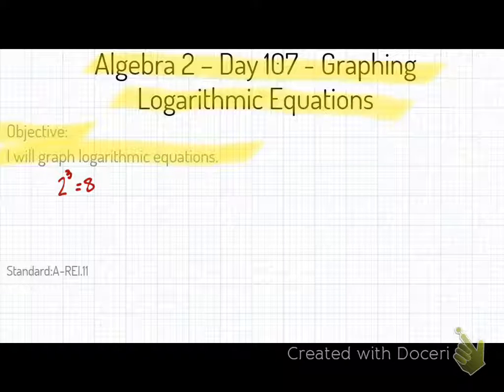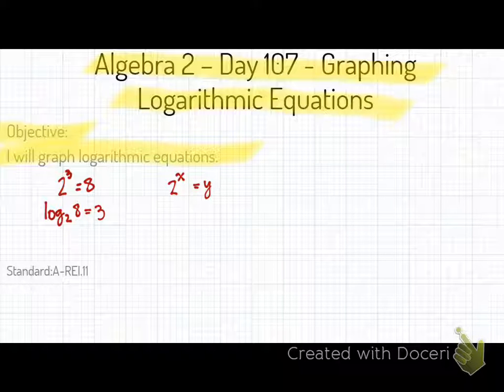How do you make this a logarithmic equation up here? 2 to the third is equal to 8. This is an exponential equation. How do you make the logarithmic? Base 2, big 8, equals 3. Good. Okay, log base 2 of 8 equals 3. Do you all agree? Yep, that's right. Very good.